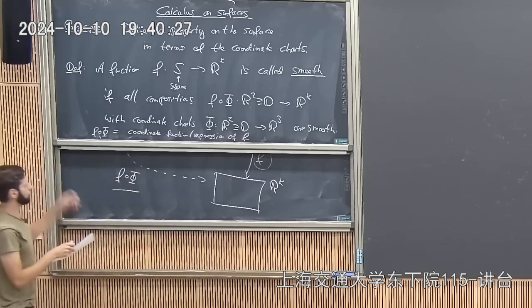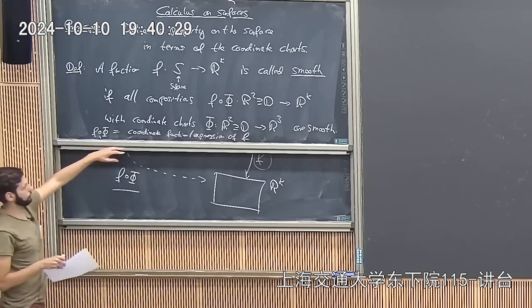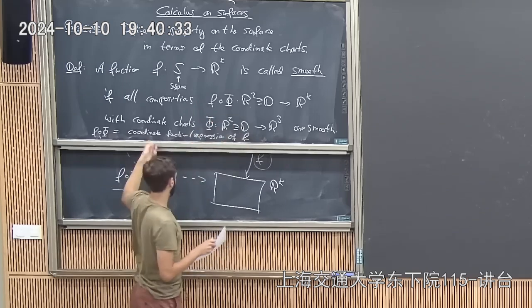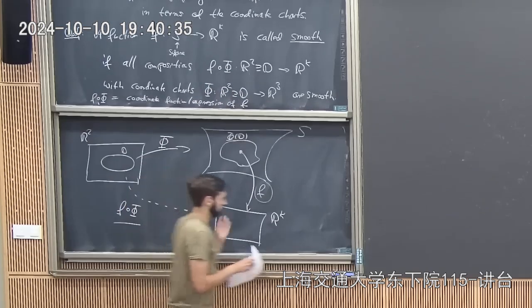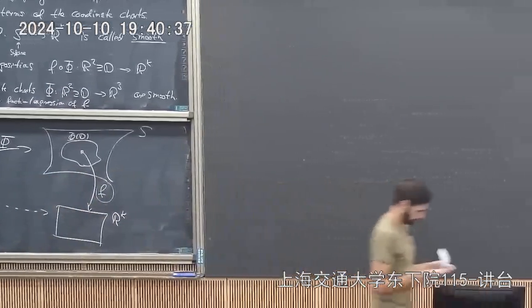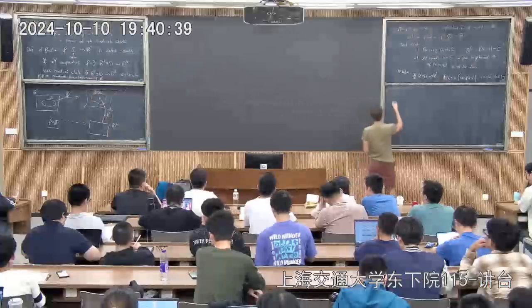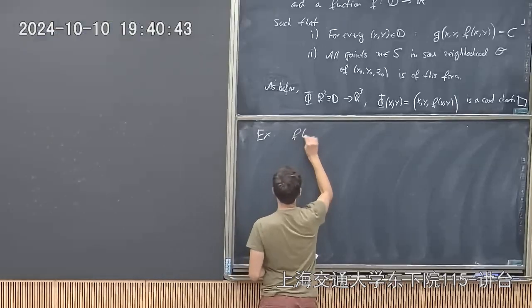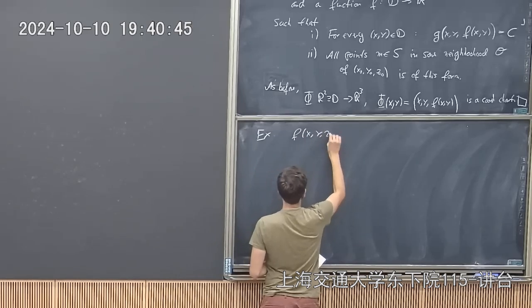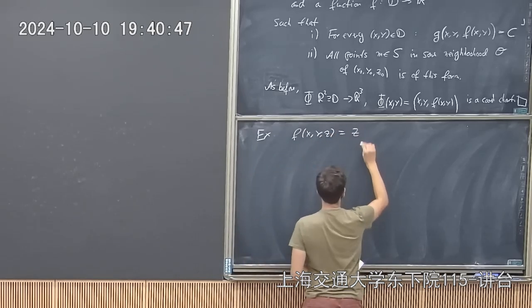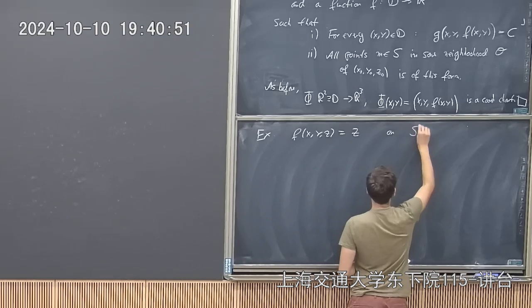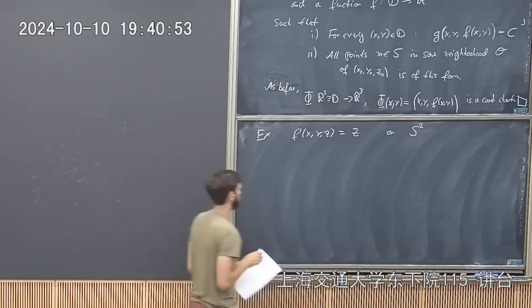a function, and we can express that in terms of this coordinate order, and then by just taking the composition. So that's an example. For example, we can look at the map which is x, y, and z equal to z on the sphere.